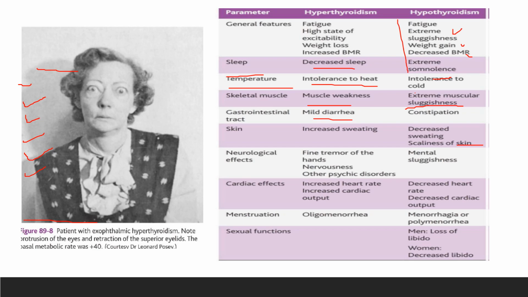Gastrointestinal system, there will be mild diarrhea, here there will be constipation. Increased sweating in case of hyperthyroidism, decreased sweating and scaliness of the skin in hypothyroidism. Neurological effects, fine tremor of the hands, nervousness, other psychic disorders, mental sluggishness will be in hypothyroidism. Cardiac effect, increased heart rate, increased cardiac output, decreased heart rate, decreased cardiac output will be seen in case of hypothyroidism. Menstruation, in case of hyperthyroidism, there will be oligomenorrhea, menorrhagia and polymenorrhea in case of hypothyroidism. Sexual functions, in case of men, loss of libido, in case of female, there will be decreased libido.